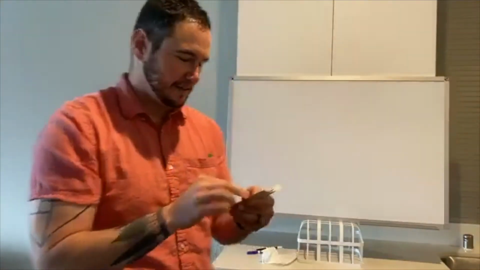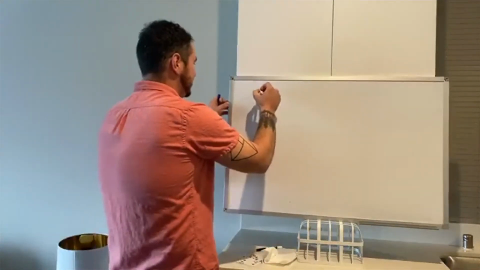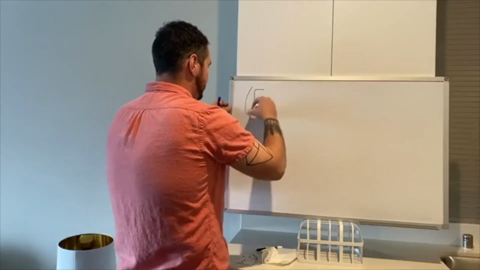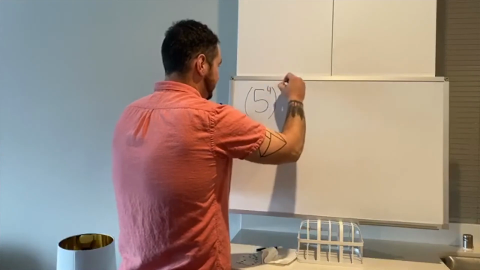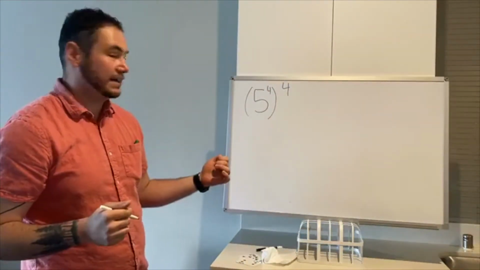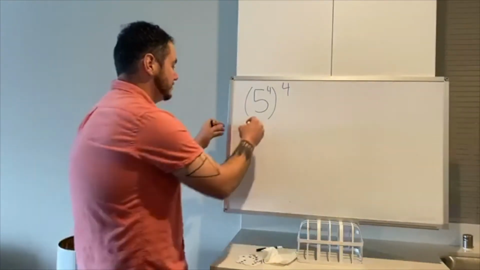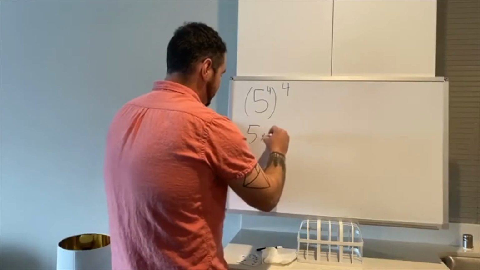Alright. So 5 to the 4th to the 4th. You'll see this is going to be a massive number. So what's 5 times 5? Well, that's 25 times another 5 is 125. So we write it all the way out.